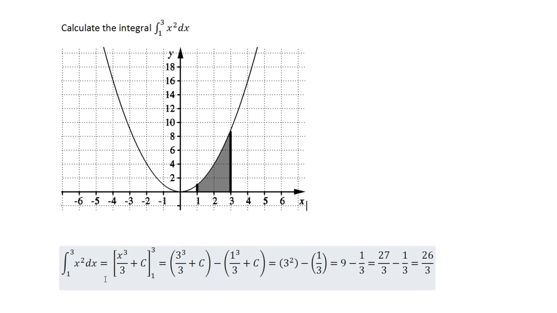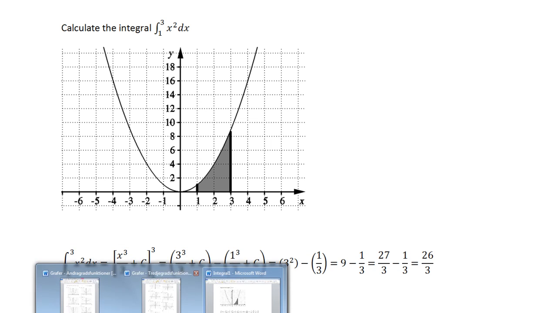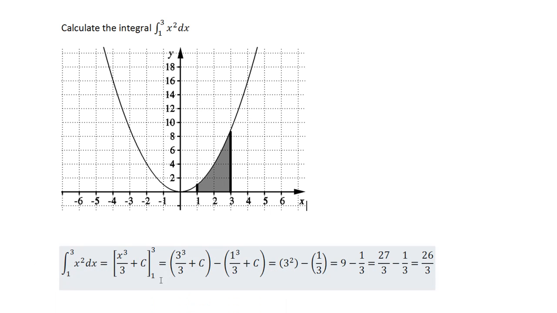The integral of x squared from 1 to 3 is equal to, now we have to find the integral of the function. The integral of the function x squared is going to be x cubed over 3, and then we always add the constant, so plus c. And now we put the limits here, 1 to 3, lower limit 1, upper limit 3.